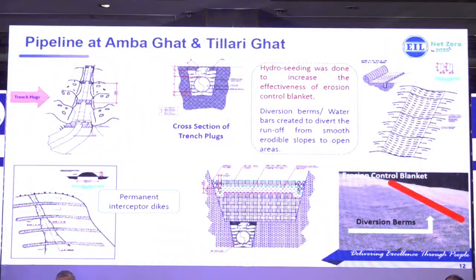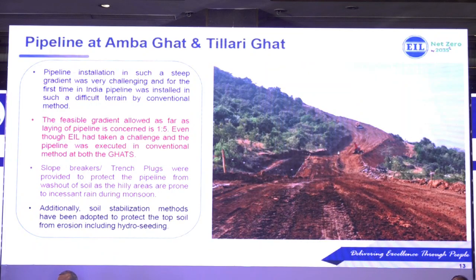If you see these photographs, whatever we have done, we used erosion control blanket and also hydro seeding. At that time, pipeline laying by a different method would have cost almost 30 to 35 crores, but we laid this pipeline in a single spread for only 5 crores. Means we saved almost 25 crores for those two ghats, almost 60 crores total. This is the slope, if you see, actual.